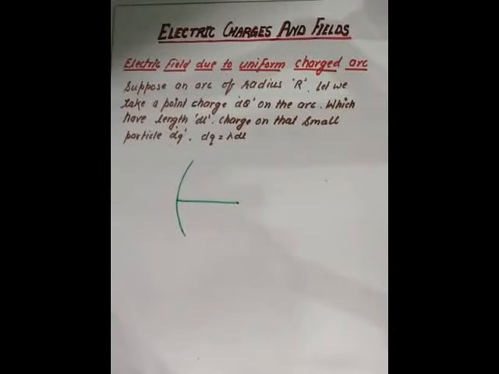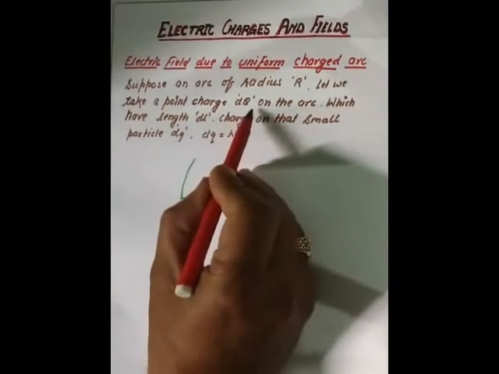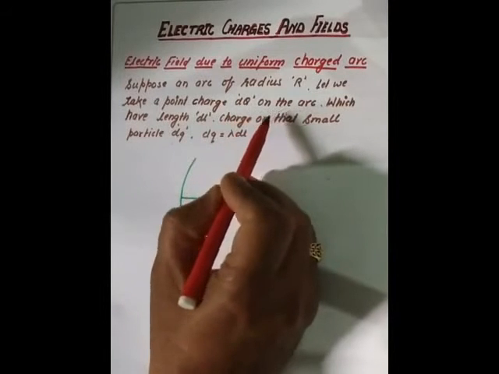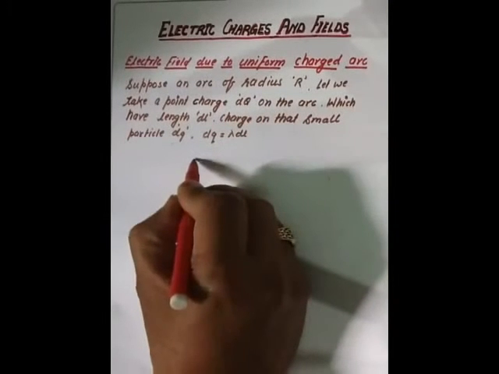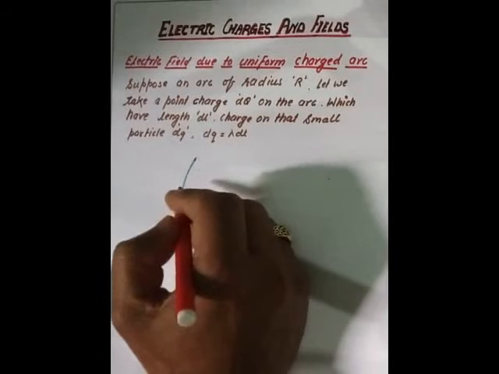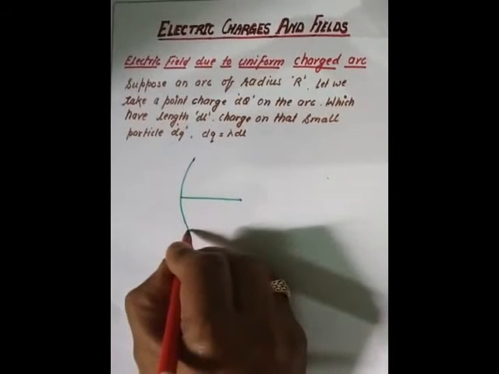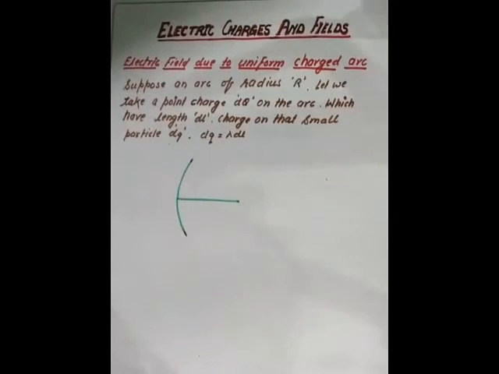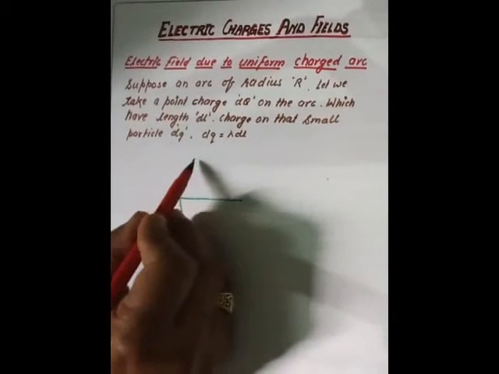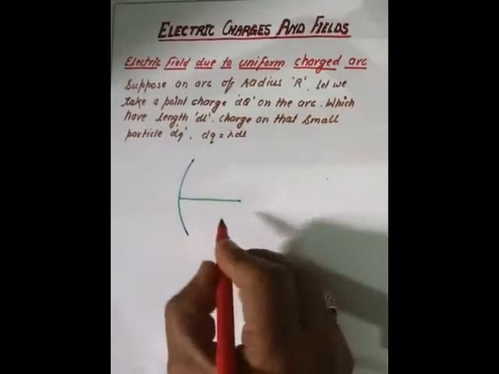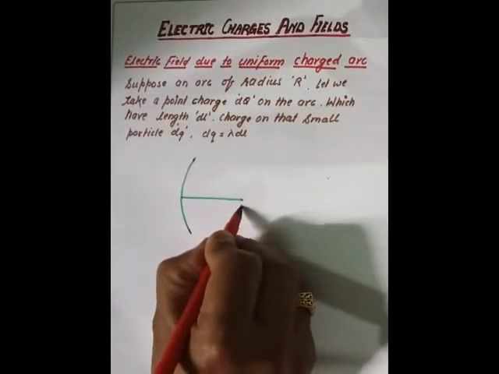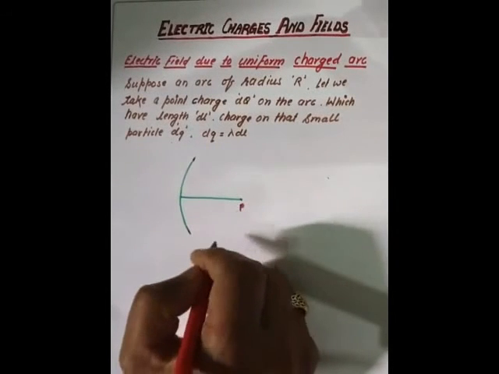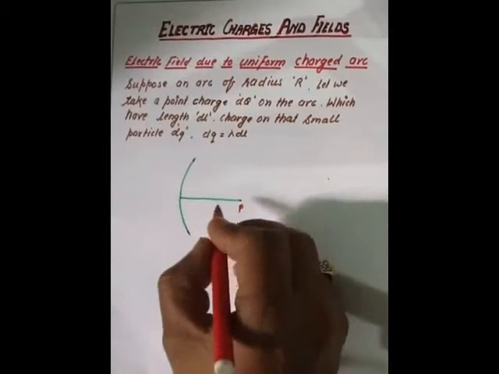Suppose an arc of radius r. Let us take a point dq on the arc. Suppose this is a point dq on the opposite side. Again we take a point dq. From point dq we can join the point P where we have to find out the electric field.